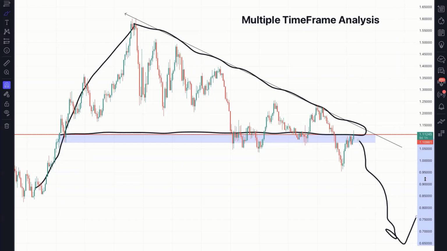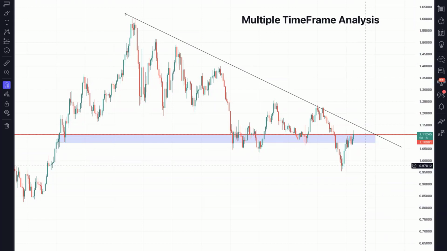So now, this is what price is expected to do. Looking at this monthly time frame and seeing this descending triangle on a monthly time frame, this is what it is expected to do. So now that we have seen that on the monthly time frame, USD signals a bear movement.